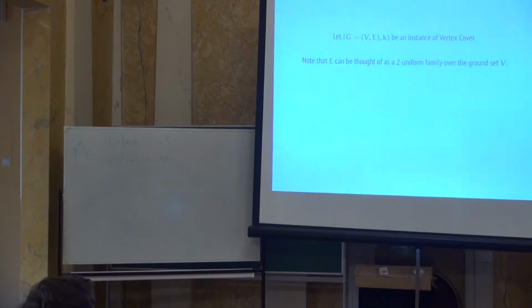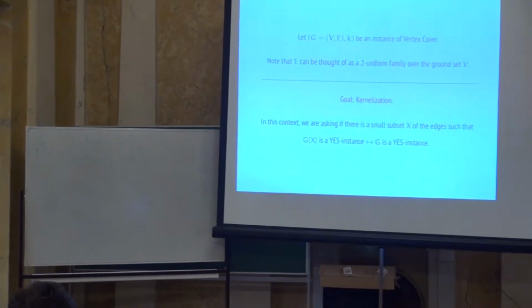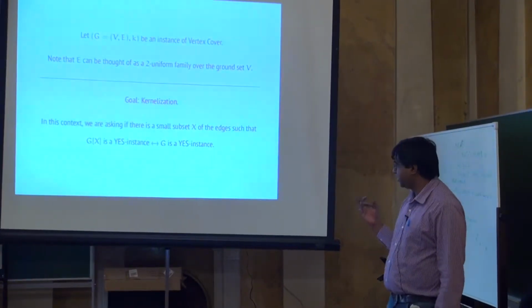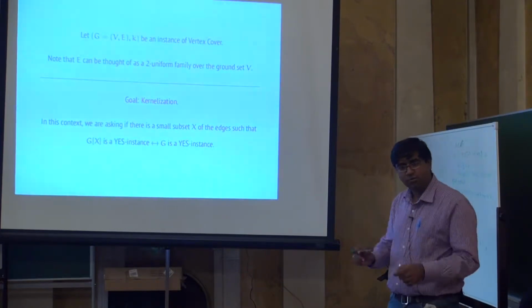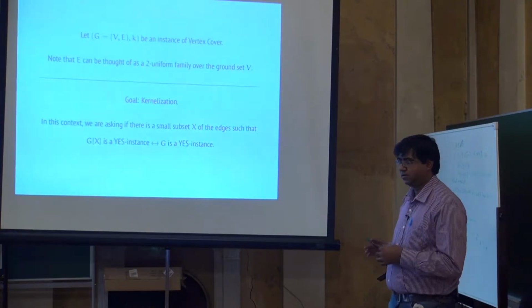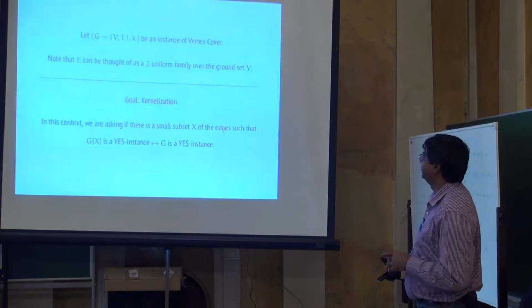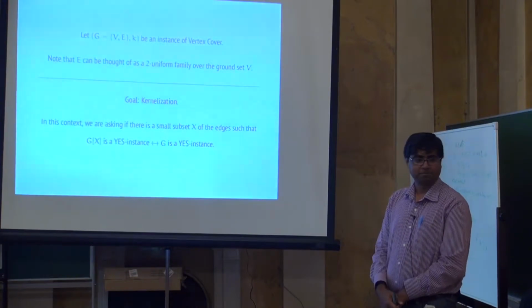So I think of edges as a two-uniform size family over a ground set V. And what is our goal? We want to make a kernel. It means we want to find a small subset of edges such that, looking at the graph induced on these edges, it is a yes instance if and only if G is a yes instance. We did a kernel in the morning by the high degree rule. So let's do a slightly non-trivial kernel with the same bounds. It's a nice application, and we want to use whatever we did just now.